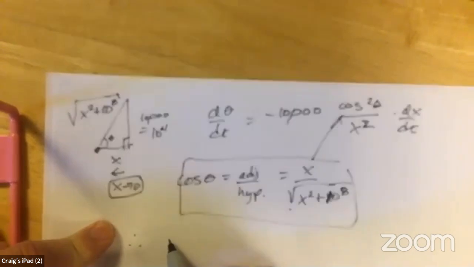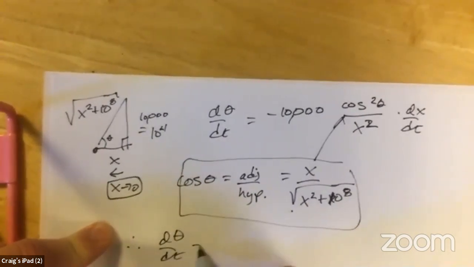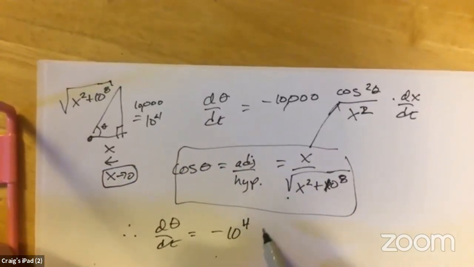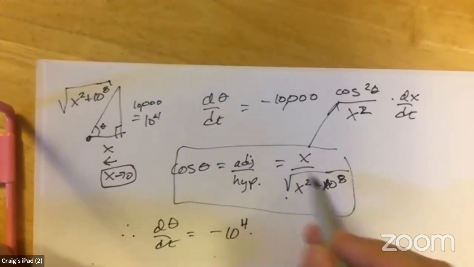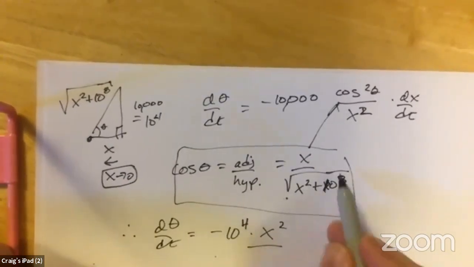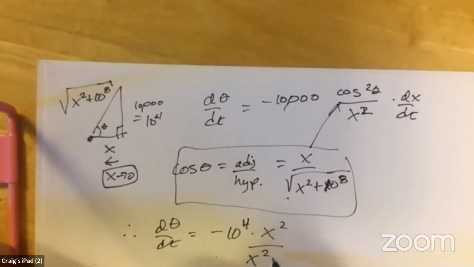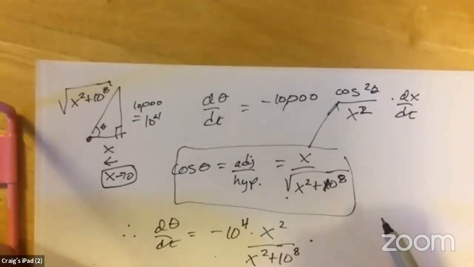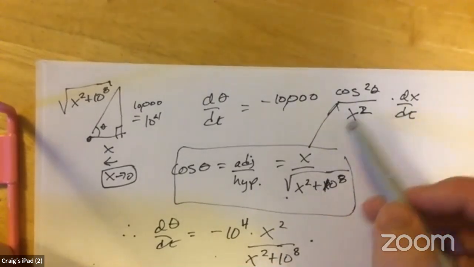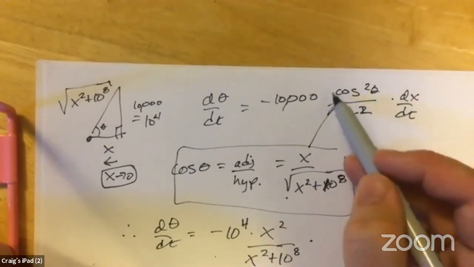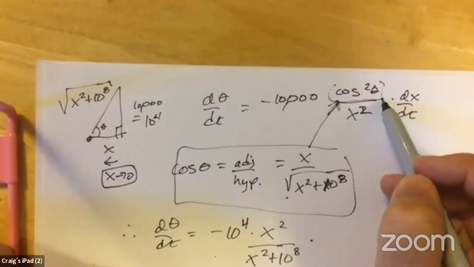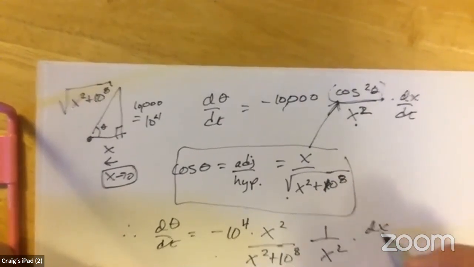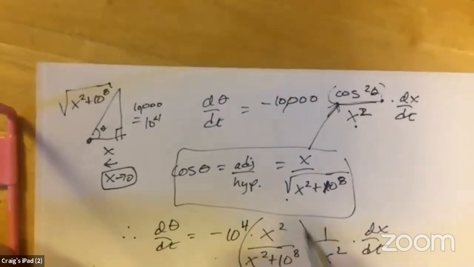So therefore we know that d theta dt is minus 10,000, 10 to the 4th, tired of that again. Cosine squared is going to be this squared, x squared over the square root, and this disappears. So that's just the cosine squared. I also have to divide by x squared and put the dx dt. So that part is just the cosine.